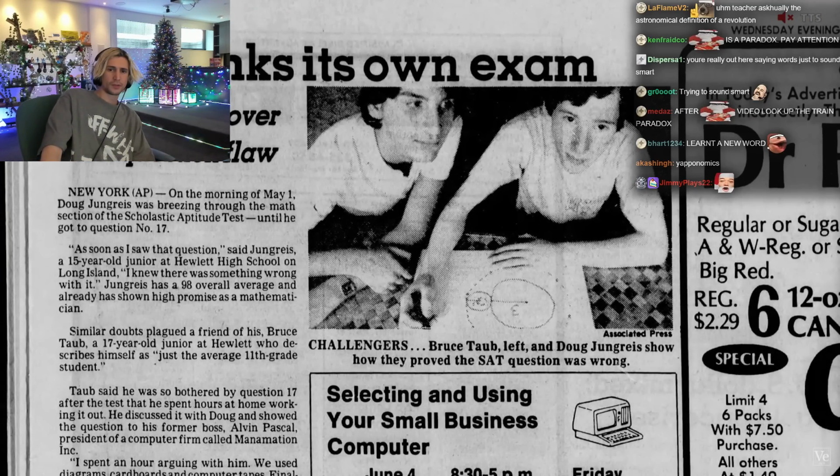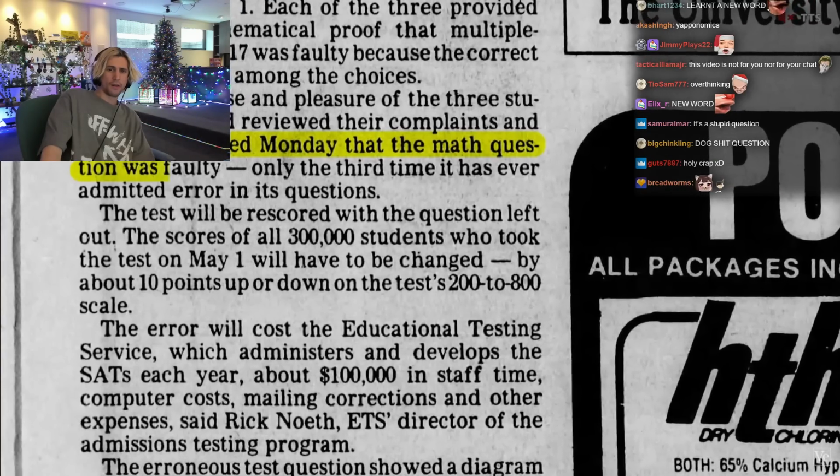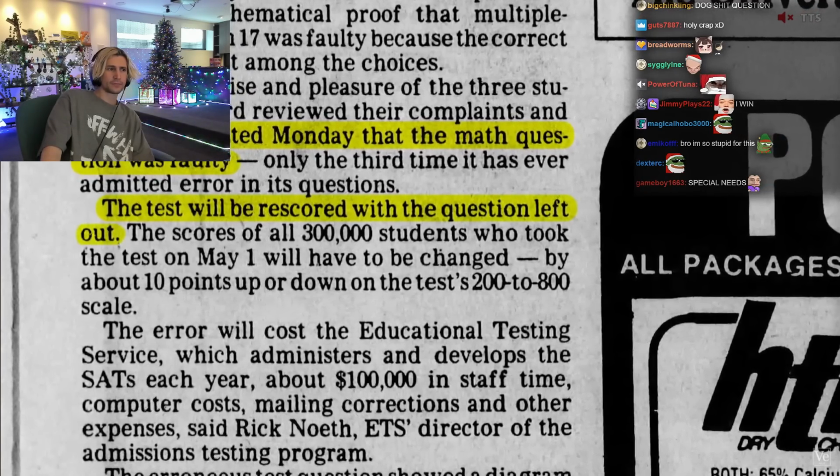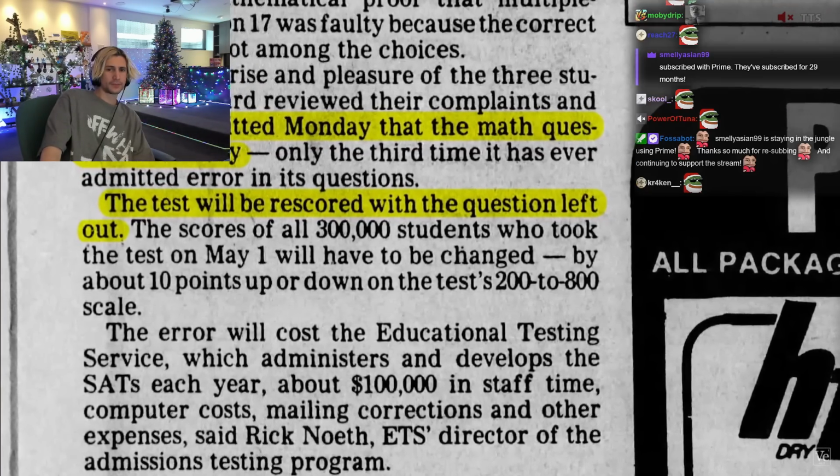After reviewing the letters from the students, the College Board publicly admitted their mistake a few weeks later and nullified the question for all test takers. They said they were discounting the problem and they were calling us because they were going to tell.